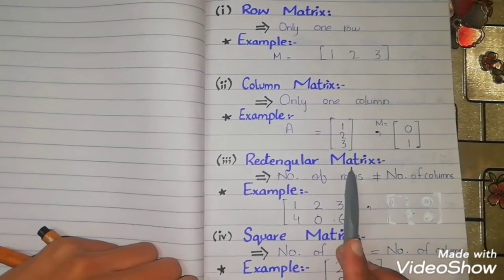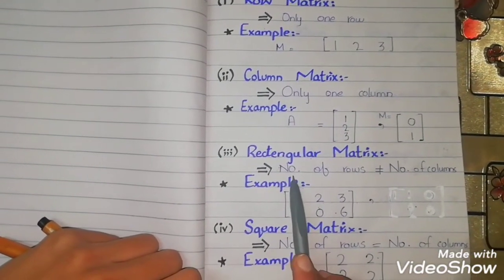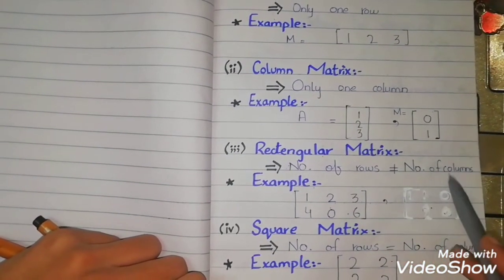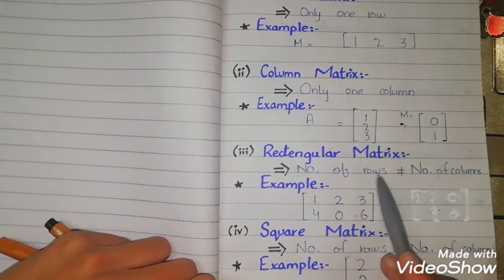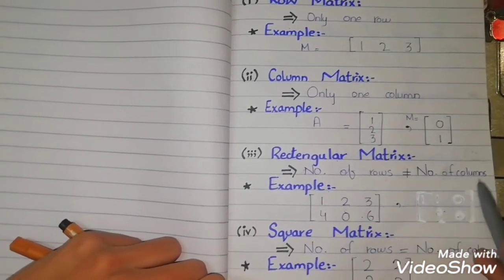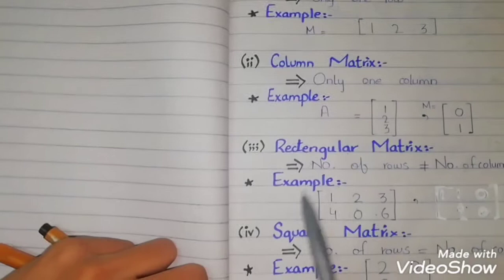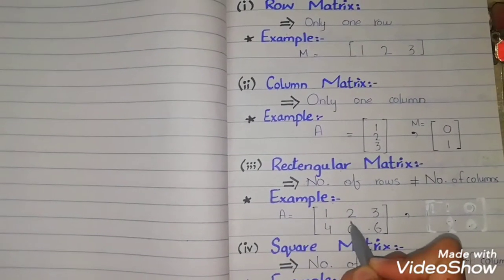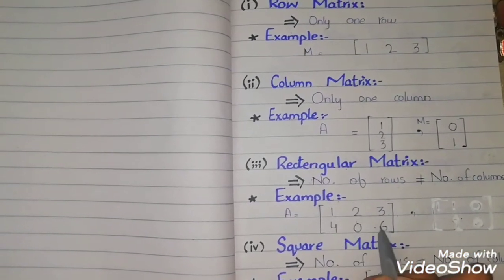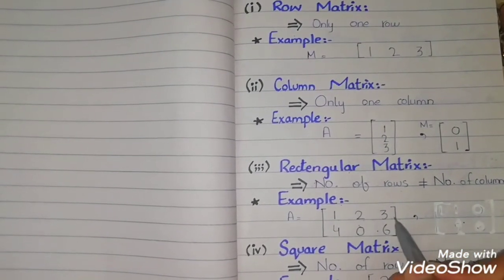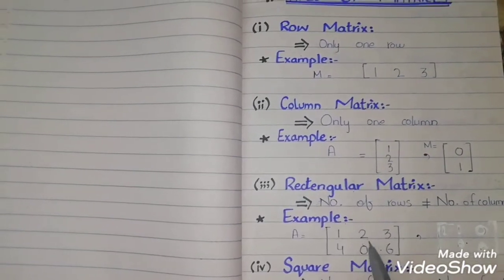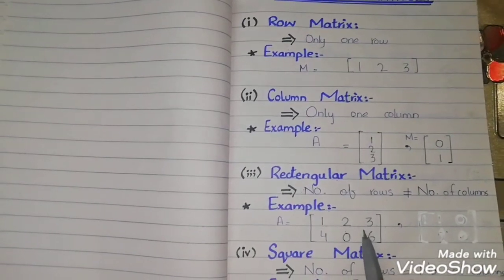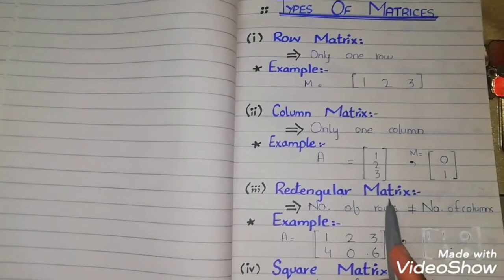Rectangular matrix. This is a matrix in which the number of rows is not equal to its number of columns. For example, a matrix A is equal to [1, 2, 3; 4, 0, 6]. Its number of rows is 2 and number of columns is 3. Number of rows and number of columns is different. So this is an example of rectangular matrix.